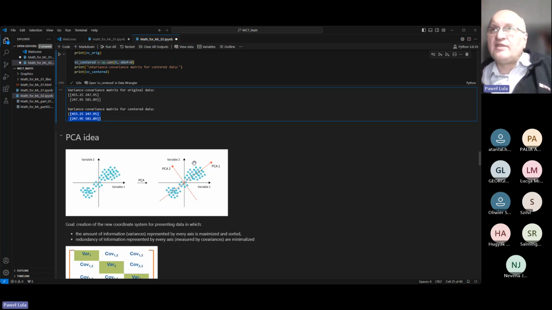So it is my first goal. I want to maximize variances. I know variance is a measure of information. So I'm going to maximize the amount of information which I have about my points. It is the first goal. And I'm going to remove redundancy of information represented by every axis. So I want to have coordinates non-correlated.